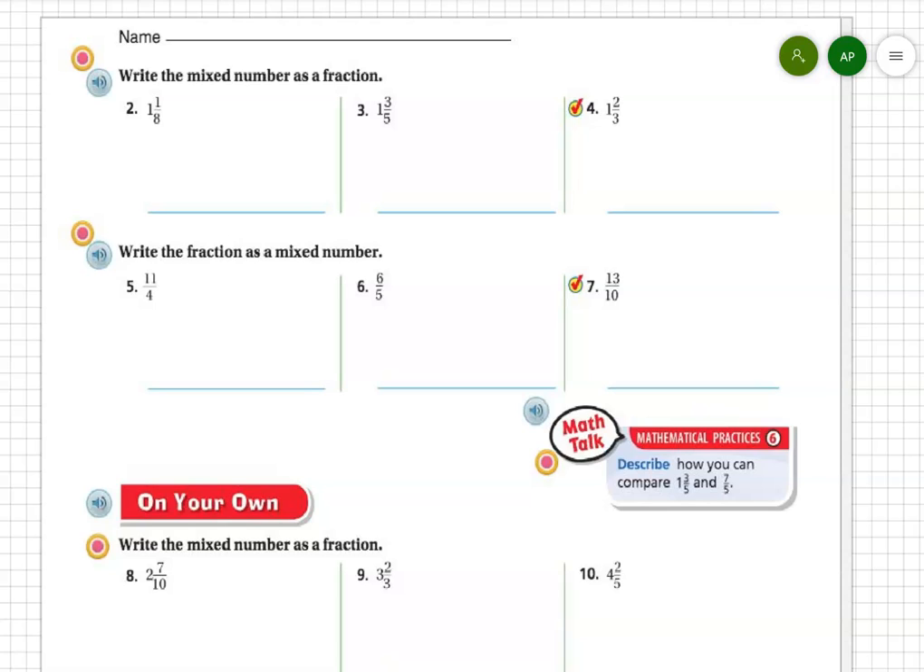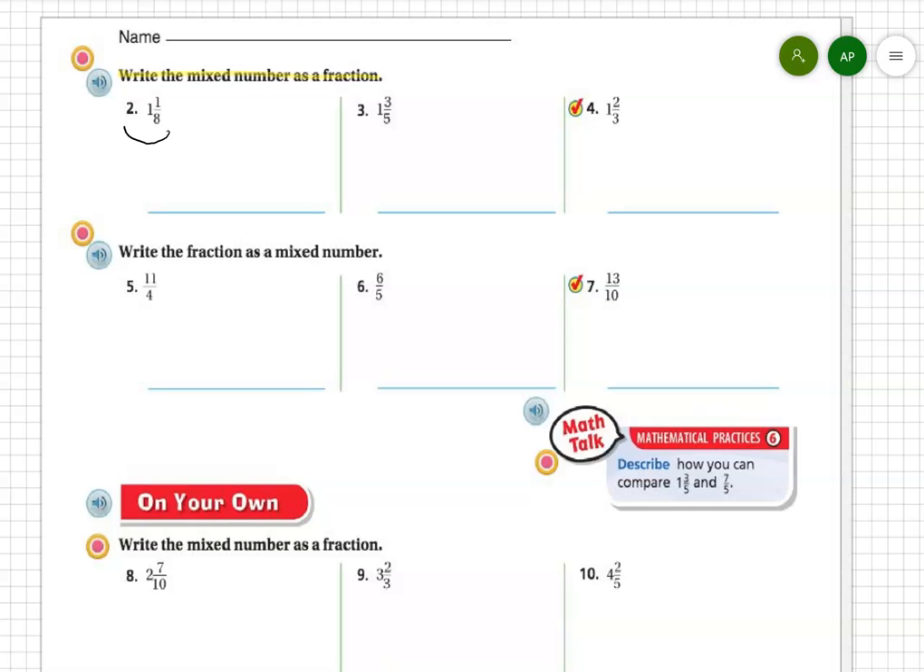Okay? We're not going to go through the whole page today. We're just going to go through numbers 2 through 7, which are appearing on my screen. So number 2, well, let me start with the directions, which is write the mixed number as a fraction. Now, we did a lot of work with getting a fraction greater than 1 into a mixed number, but not so much in getting a mixed number back into a fraction.